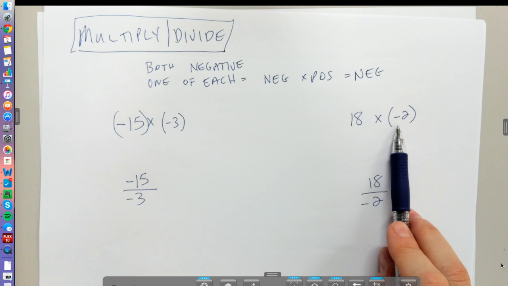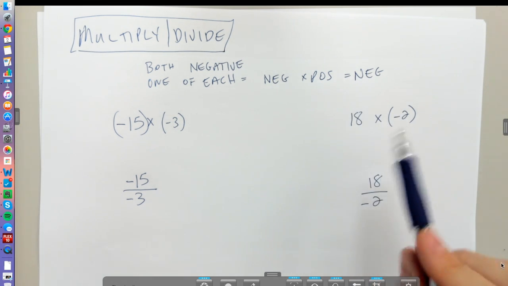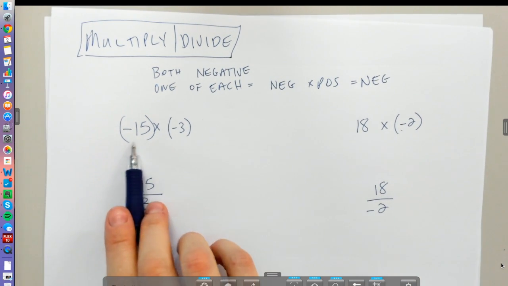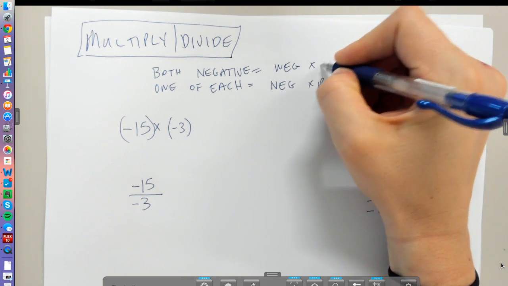It should be obvious that that changes things. So if one's negative, your answer is negative. Let me say that again. If one is negative, your answer is negative. Cool. Well, what about if they're both negative? So that would be a negative times a negative.